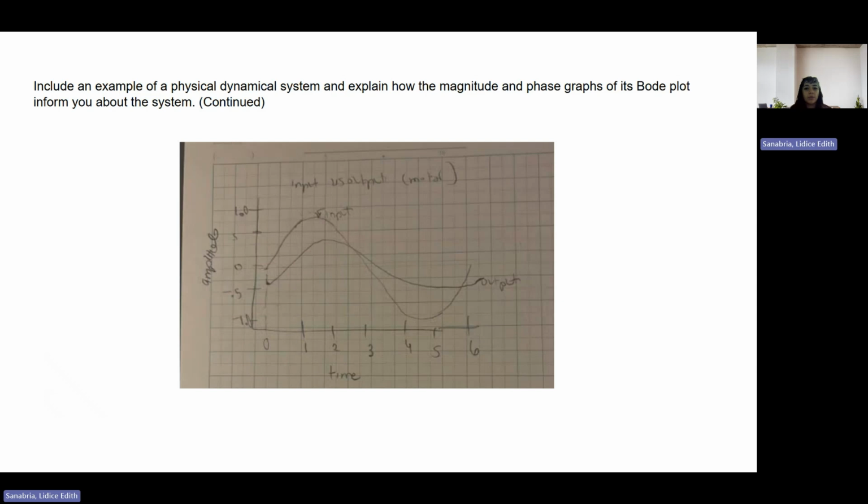And so in summary, the magnitude and phase plots in a Bode diagram tell us how a system behaves across frequencies, how much gain it provides, and how much delay is being introduced. Understanding this helps us design stable and efficient control systems.